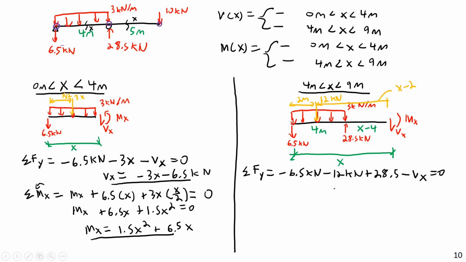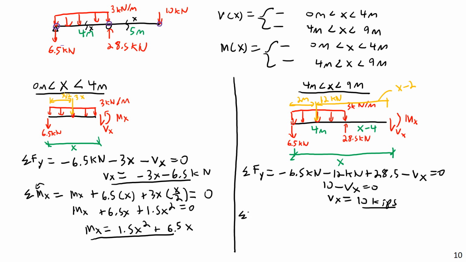If I add these up, negative 6.5 minus 12 plus 28.5, I get just 10 here. 10 minus Vx is equal to 0, or Vx in this region, when x is between 4 and 9, is just equal to 10 kips. Vx is equal to 10 kips.